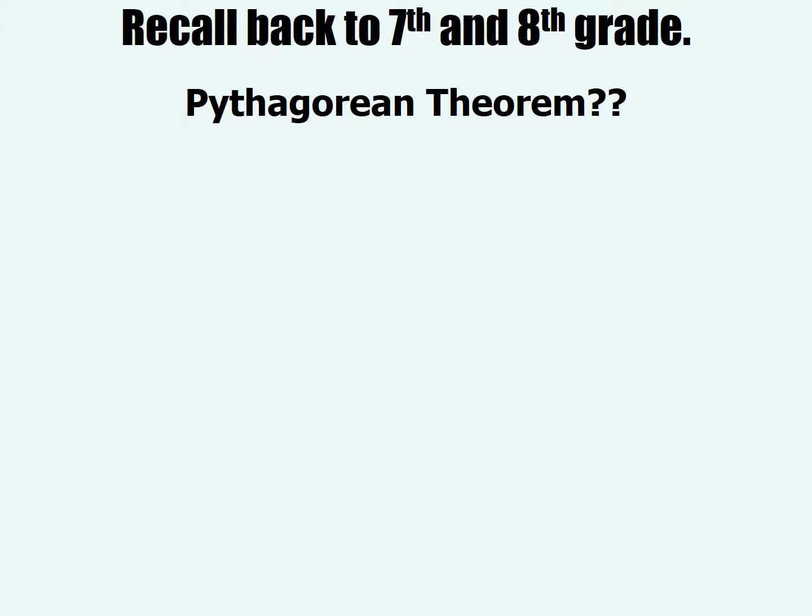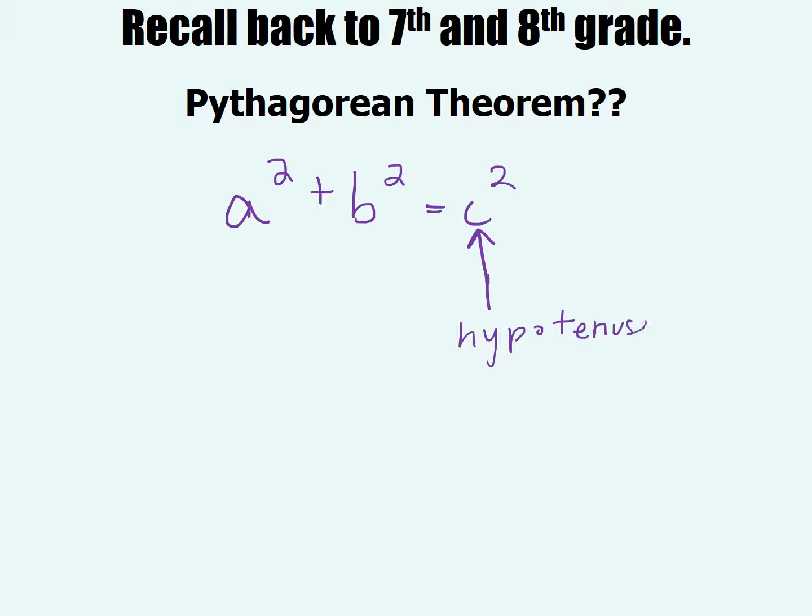So when we're talking about the Pythagorean theorem, what even is the Pythagorean theorem? Well, it's a squared plus b squared equals c squared. If you don't have this in your notes, you don't remember, make sure you write that down. We have to make a mental note that c is always my hypotenuse, or the side of the triangle across from my 90 degrees.